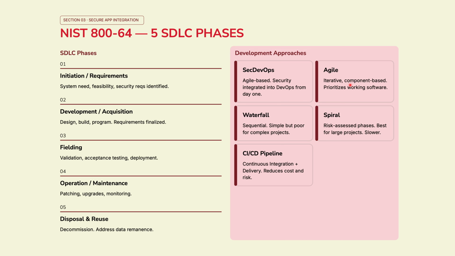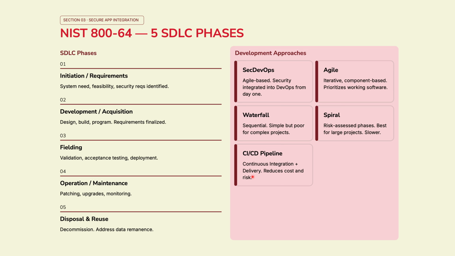Agile uses iterative, component-based development, basically prioritizing working software. The waterfall is sequential and simple, but poorly suited for complex projects. Spiral is risk-driven with client review at each phase. Best for large projects, but slower and more expensive. Now, the last one is the CI/CD pipelines. It automates integration, testing, and deployment, reducing both cost and human error.